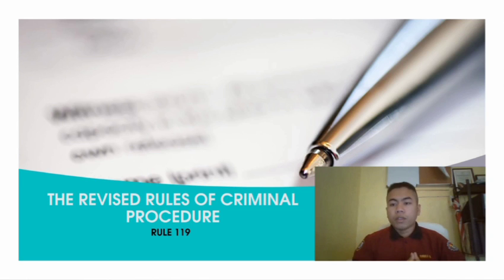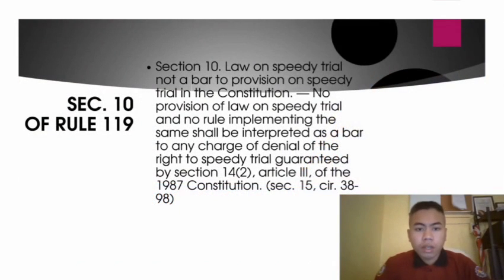So, good morning everyone. Today I will be explaining Rule 119 of Criminal Procedure, specifically Sections 10 and 11. First, Section 10: Law on speedy trial not a bar to provision on speedy trial in the Constitution.